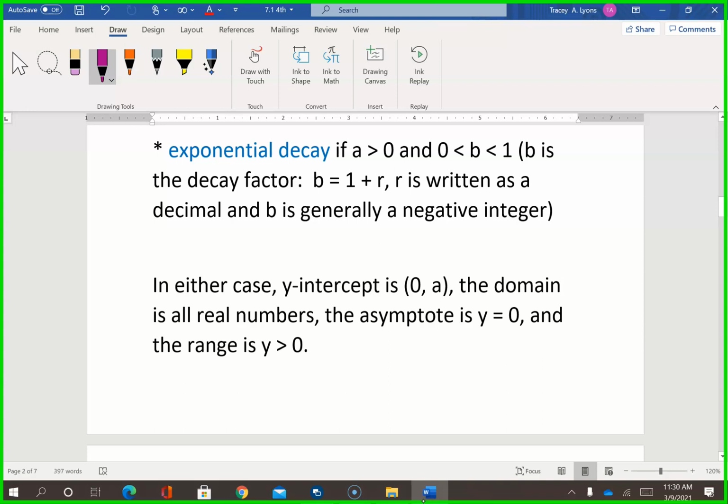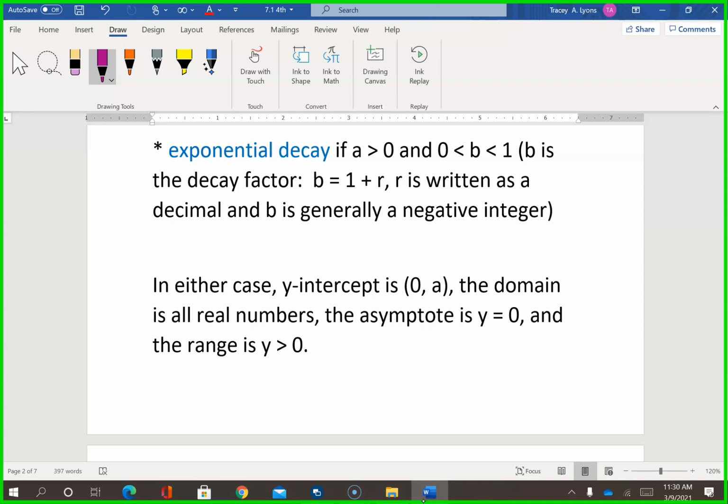So here's what I was just talking about. So underneath it, you might want to put y-intercept 0a. So basically that number at the beginning, the ab to the x, the a part is what the y-intercept is. The domain is going to be all real numbers. So what are the x's that you can put into these? You can put anything in there.